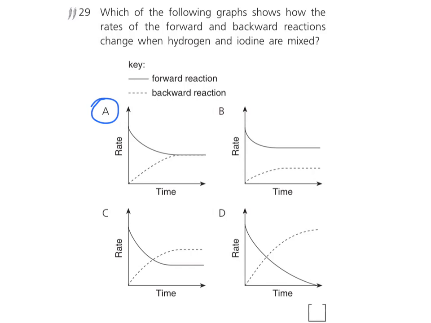The best choice here is answer A, because all four graphs show the forward rate decreasing and the reverse rate increasing. That's true because the reactants, hydrogen and iodine, are getting used up, so the forward rate decreases as the concentration of reactants decreases. Then they're forming products, and as the product concentration increases, so does the reverse rate. However, choice A is the only graph that shows the forward and reverse rates becoming equal, and they become equal when you've reached equilibrium.